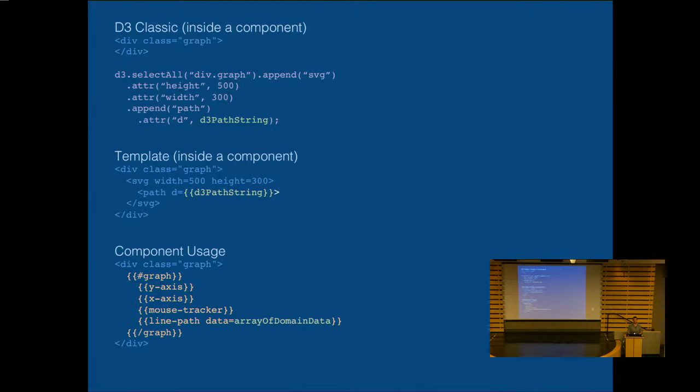the one in the middle, where we have a graph, and we have the SVG defined in the template, and we have a path defined in the template, but you can see that the D3 path string is a computed property that you can insert there. And so I can have D3 calculate that, and that gets inserted into the template. And so instead of having D3 add my visualization elements to the screen, I'm having the template do it.